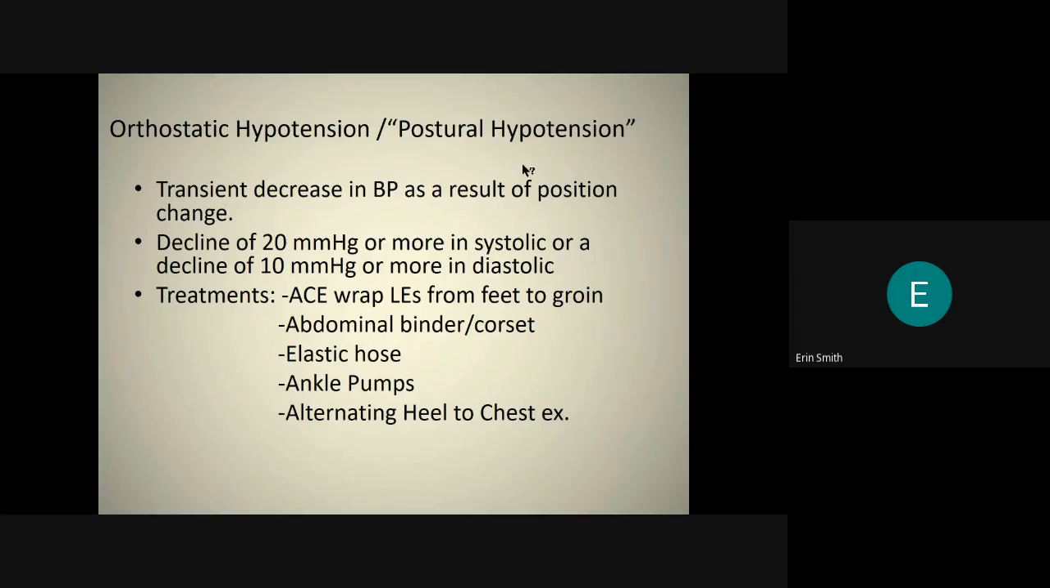So it's basically taking the patient's blood pressure in a supine position, in a seated position after a little bit of rest, and then have them stand for about 2 minutes and take it again and see if it's consistently dropping with that change of positioning. And if it is, then they would be positive for postural hypotension.